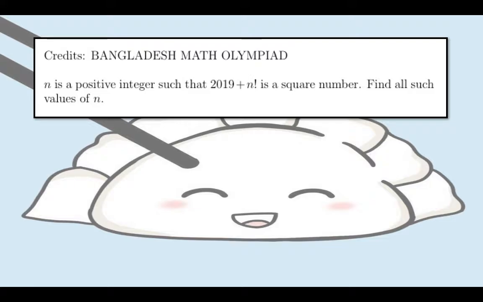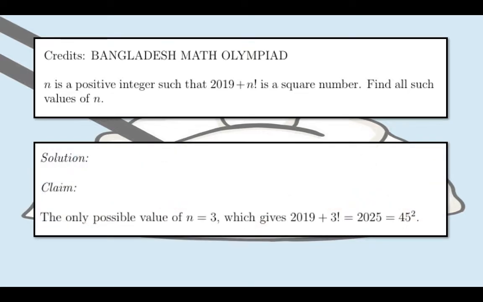Now the format of this competition is that for every item, a student must provide a proof of the solution. So we're not just asked to find the values of n, we must also prove that those are the only values. So in Olympiad math fashion, let's do this starting with our claim. We claim that the only possible value of n is n equals 3. And we must show that n equals 3 is correct. So 2019 plus 3 factorial is equal to 2025, and this is equal to 45 squared.